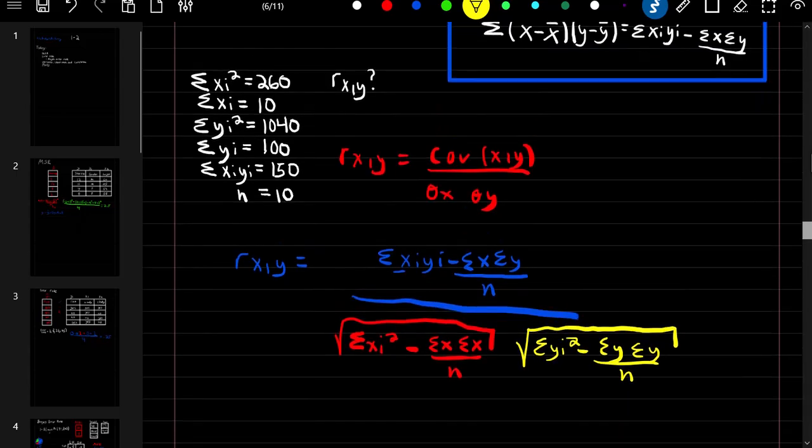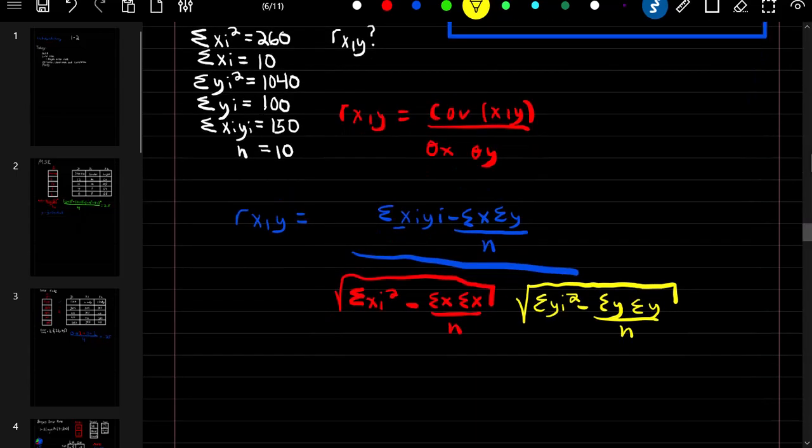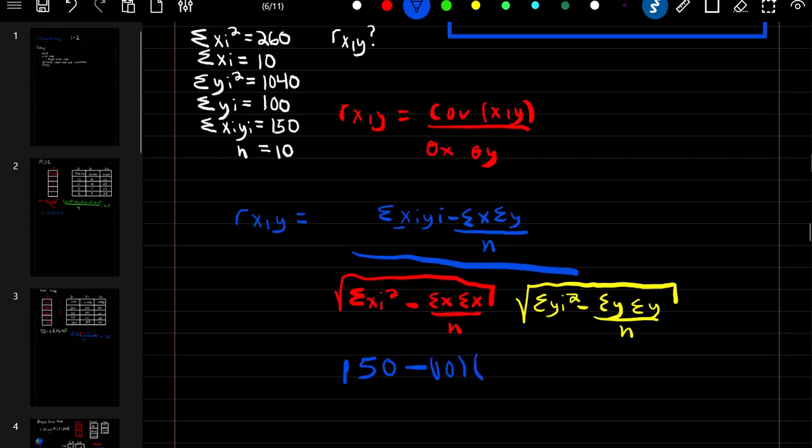For instance, the summation of xi yi, which we can see here, is 150. It's going to be 150 minus the summation of x, which we see here is 10, times the summation of y, which is 100, and then divided by n, which is 10.